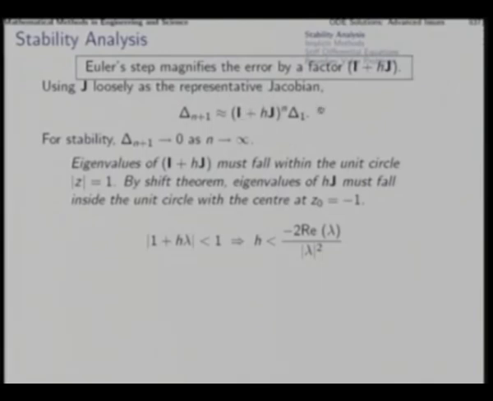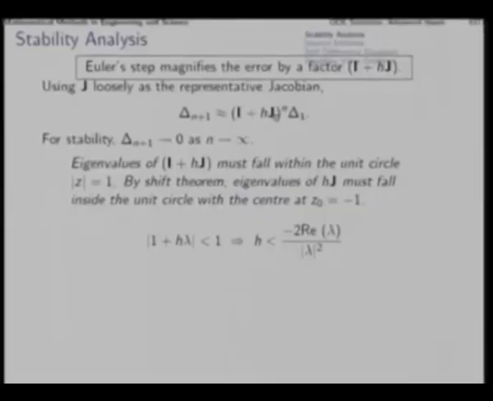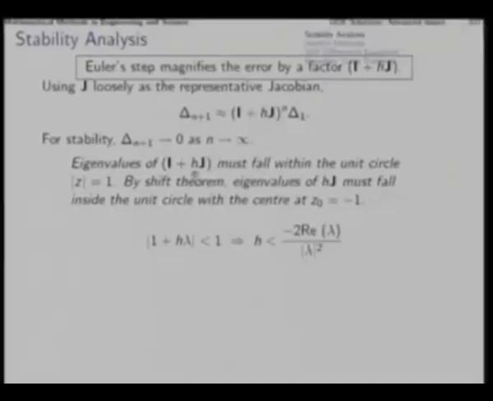Now, for stability, we need that this error at n plus 1th step goes to 0, that is, it goes on reducing. So, for reducing the error step by step, we will need this matrix to have all its eigenvalues of magnitude less than 1. So, we need eigenvalues of this matrix to fall within the unit circle around the origin. The eigenvalues may be complex, that is why we are talking about the eigenvalues falling within the unit circle around the origin in the complex plane.